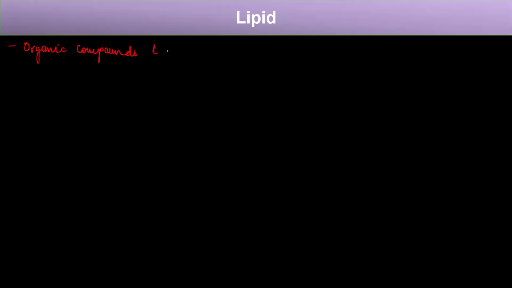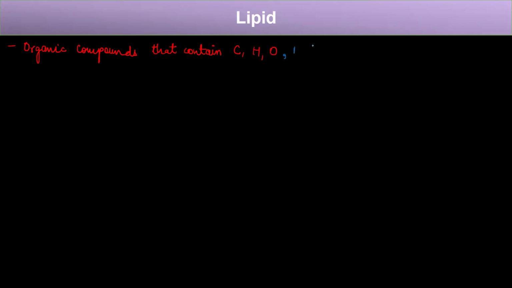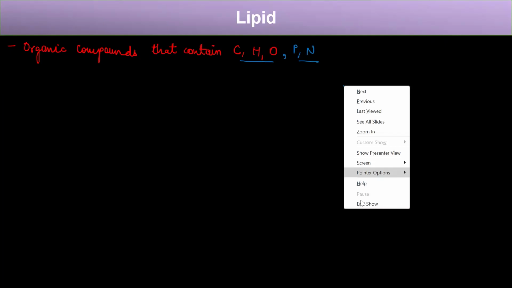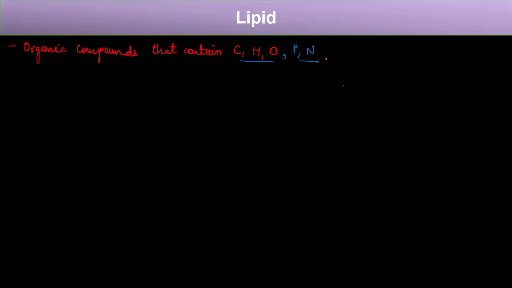So these are organic compounds that contain carbon, hydrogen, oxygen. These are three mandatory elements that will be present in an organic compound, right? But apart from these, based on the type, lipids can also consist of phosphorus, nitrogen, etc. So CHO are the main elements, and based on the type, it can also consist of other elements such as phosphorus, nitrogen, etc.